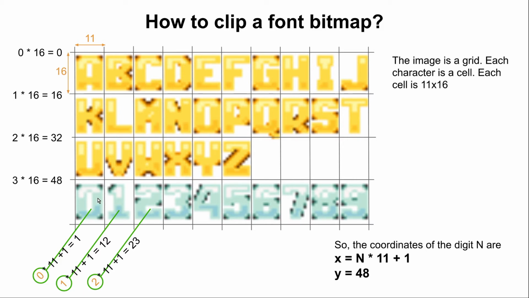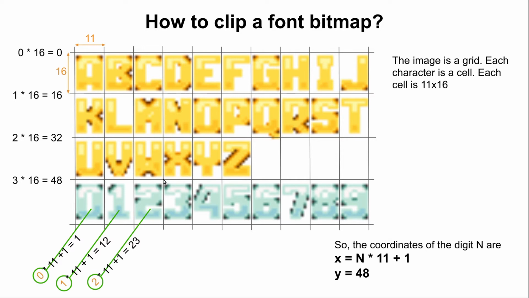For the x, it will depend on the value of the digit, because all the characters are in order here. If I want to display 0, I take x equals 0. If I want to display 2, I take x equals 2 times 11, because each is 11. In my case, I need to add a 1 because the first character here starts at x1. So the formula here is x equals n times 11 plus 1, y equals 48. And n here is the value of the digit. The digit 4 is the value 4.